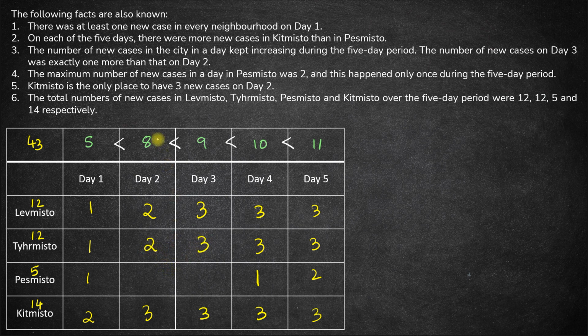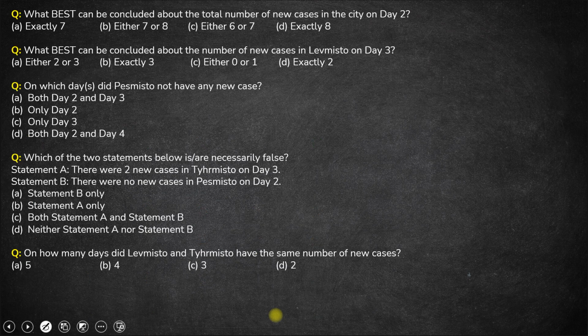Okay. And now on day 2, the total number of cases has to be 8. So 2 plus 2 is 4. 4 plus 3 is 7. So this must be 1. And on day 3, the total number of cases has to be 9. So 3 plus 3 is 6 plus 3 is 9. So this must be 0. Okay. So with this, we have completed the table. Now let us look at the questions.